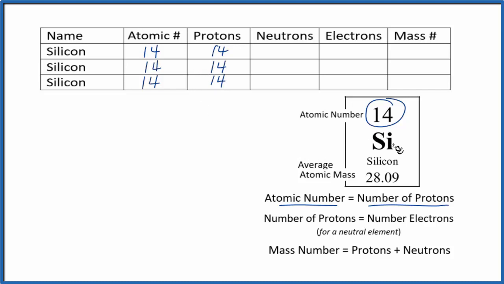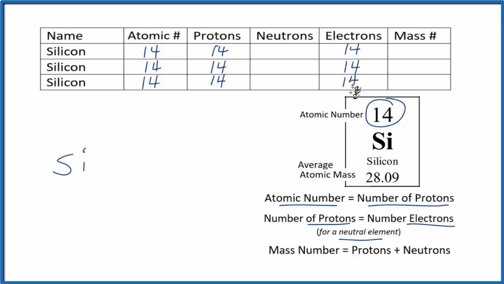When we look at the periodic table, we see Si here. So Si, that's our silicon. And this is a neutral element. All the elements on the periodic table are neutral. If it had a charge like a plus or a minus, then it would be an ion. But Si, that's a neutral element. And with neutral elements, the number of protons equals the number of electrons. So for each one of these, 14 electrons.